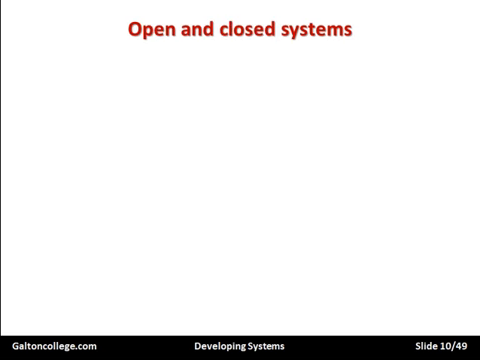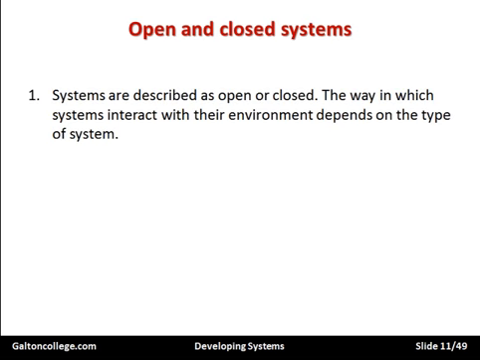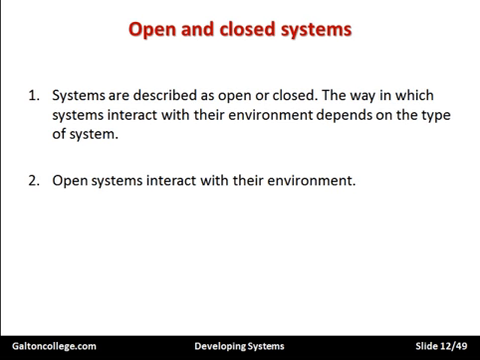Now we've also got this concept of open and closed systems. A system is described as open or closed, so we can view systems in this dichotomous way, a way of separating them from each other. It's an open system or it's a closed system. The way in which systems interact with their environment depends on the type of system it is. If it's open, it'll have a certain relationship with the environment. If it's closed, it may not have a close relationship with the environment.